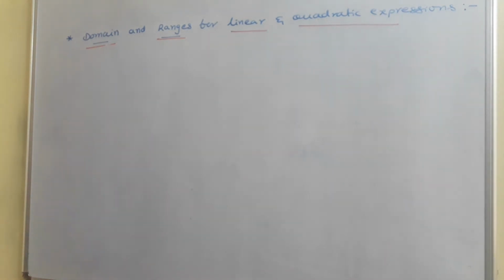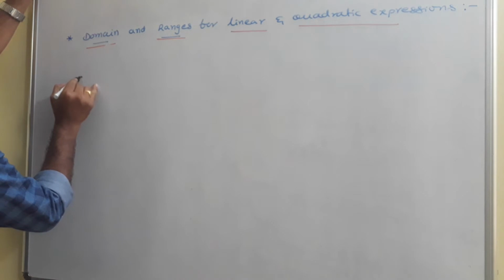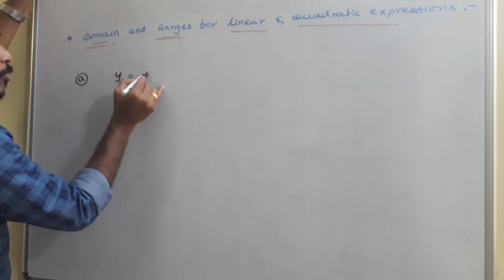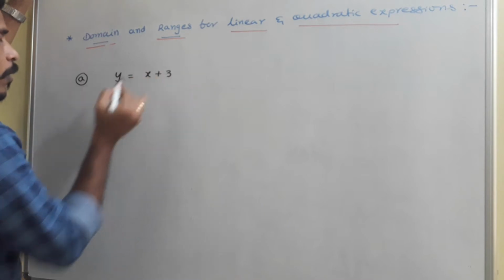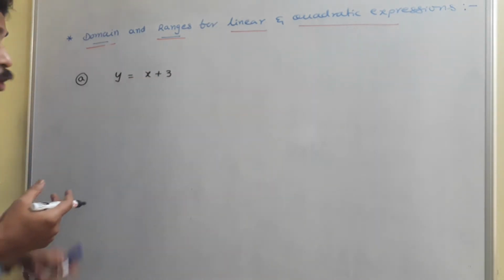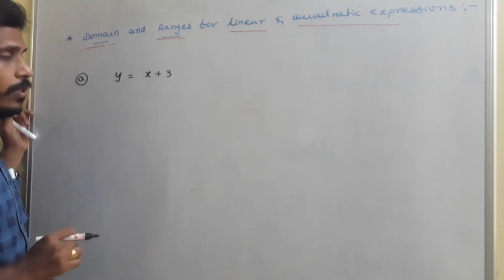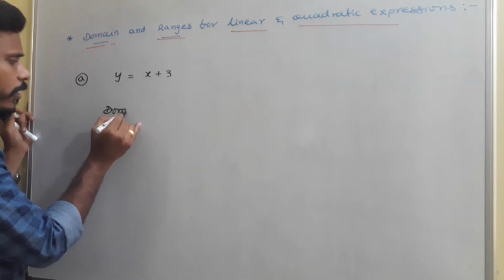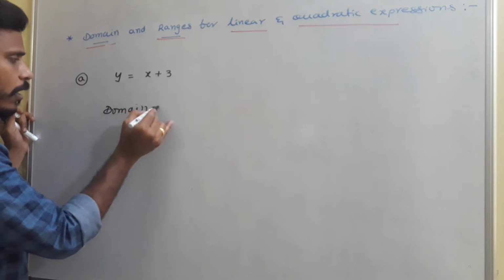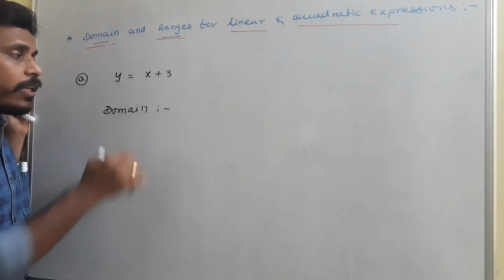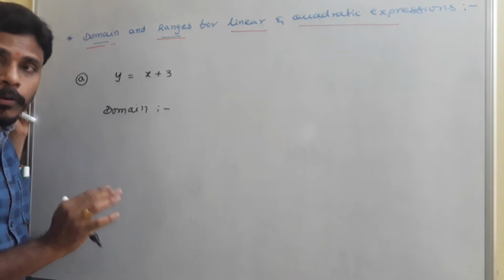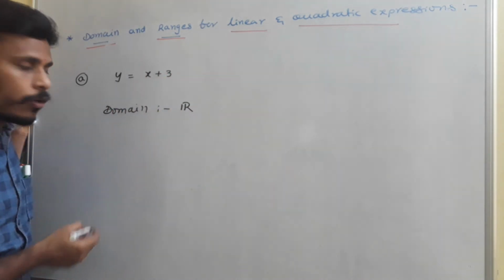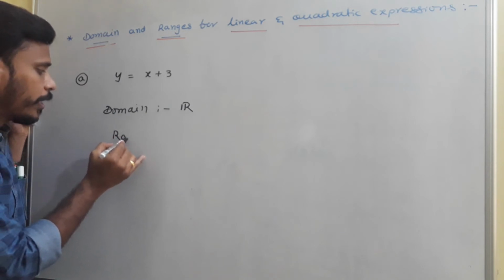So the next thing is, I will give you a few problems. Suppose my expression is y equals x plus 3. What do you say about its domain and range? If y equals x plus 3, what are the inputs? Domain is simply the possible values for x, or the possible inputs. Take any real number in the place of x, no problem, x plus 3 will exist. The domain is all the real numbers. Then what do you say about the range?